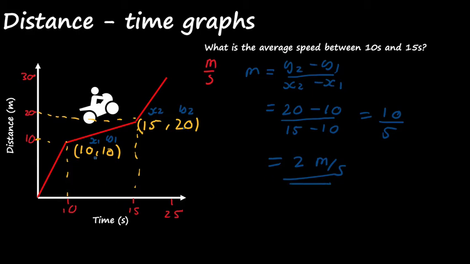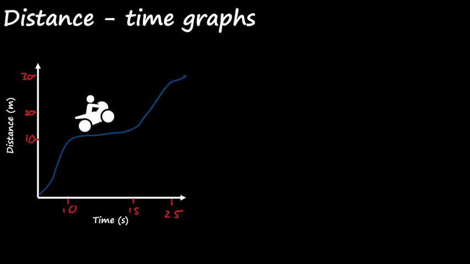So that was pretty easy to work out the average speed there. But what if you have a situation where there's not a straight line between these 2 points? A similar looking graph here, but obviously the line's a curve. So our straight line formula won't be accurate here.